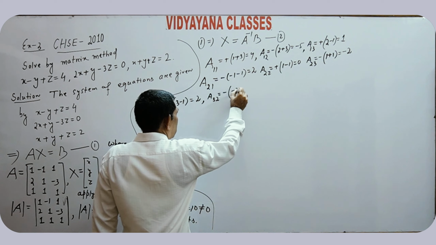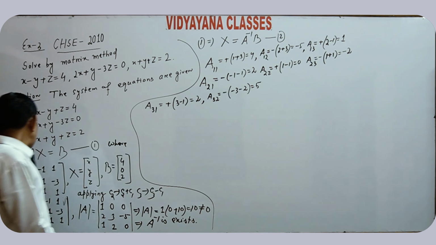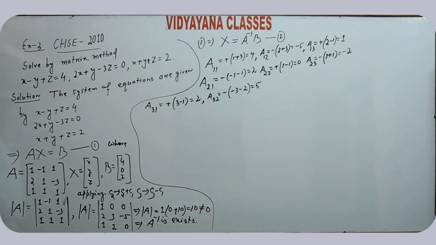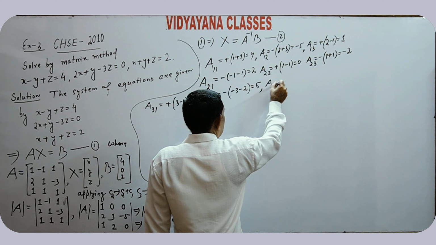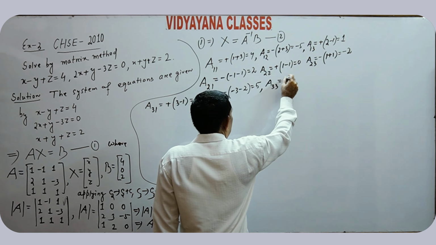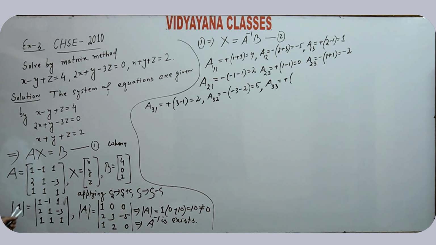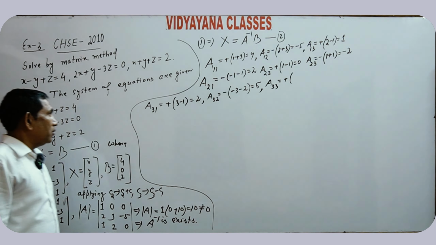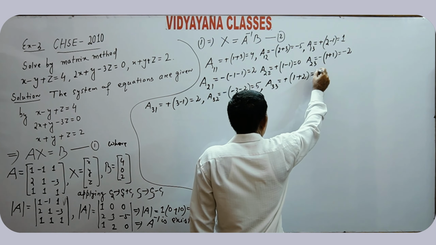Minus 3 minus 2 is equal to 5. A33. Its sign is positive. Deleting the third row and the third column, it gives 1 plus 2 that is equal to 3.